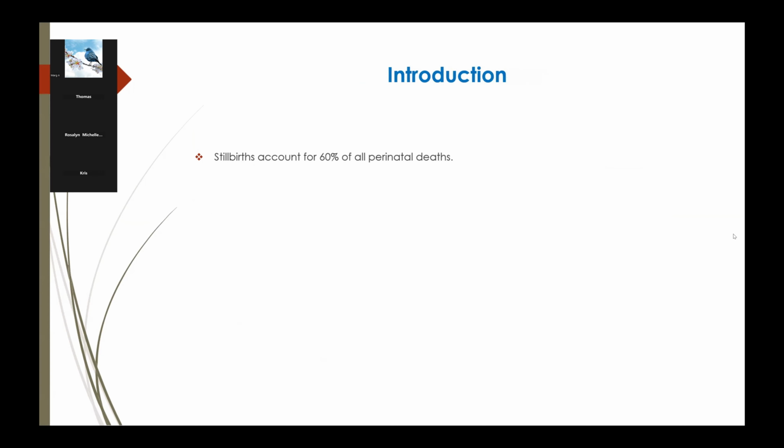So stillbirth accounts for 60% of all perinatal deaths, and the perinatal period is from 22 weeks of gestation to 1 week after delivery. So it includes intrauterine death, that's death in the womb, and also death within 1 week after delivery, which is perinatal death. Out of these deaths, 60% are made up of what? Stillbirths.